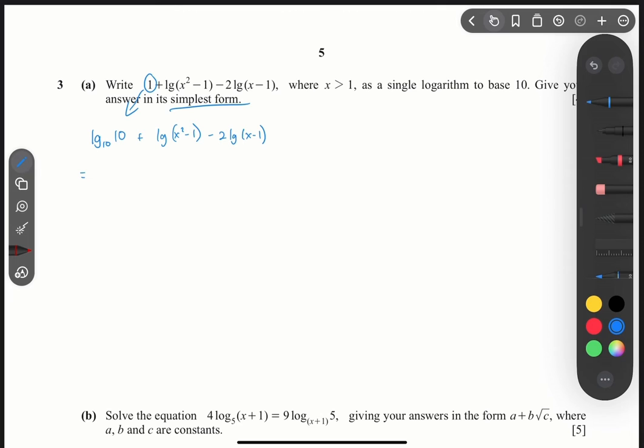And you can use the laws of indices to simplify this. And here you can cancel this.